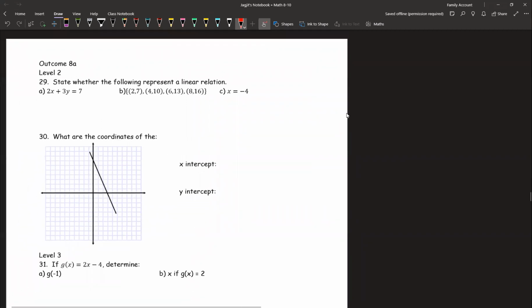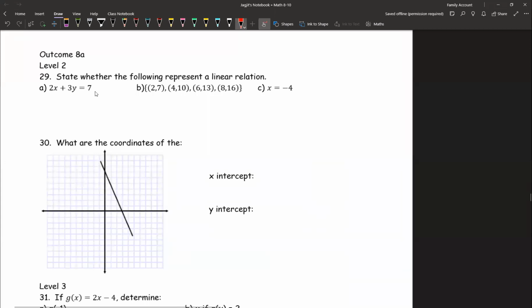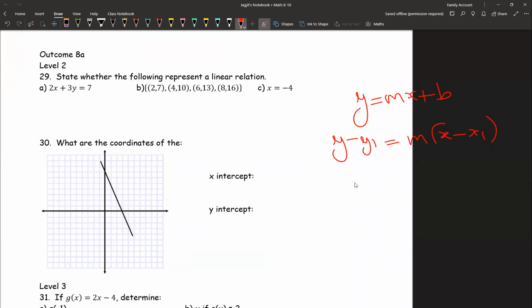Now they're saying state whether the following represents a linear relation. Well, there are many ways of knowing if an equation is linear. Firstly, if you see something in the form of mx plus b, that is linear. Or anything in these other forms, those are also linear equations. Or if you have something like ax plus by plus c equals 0, these are all different linear forms.